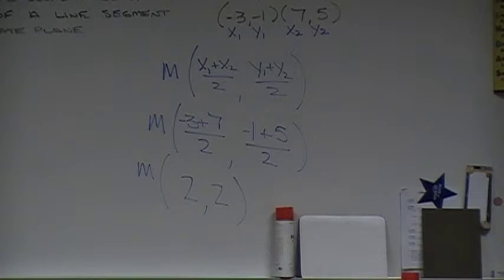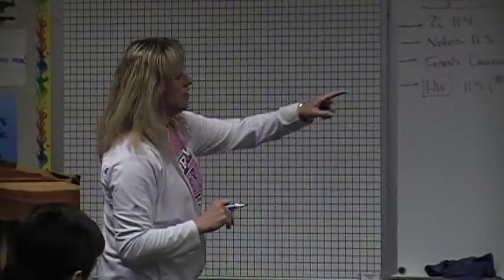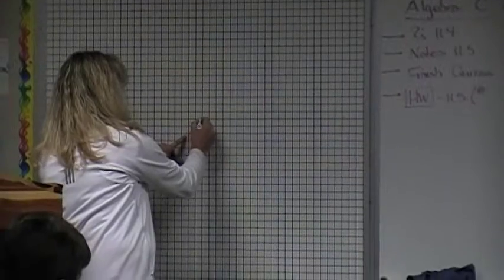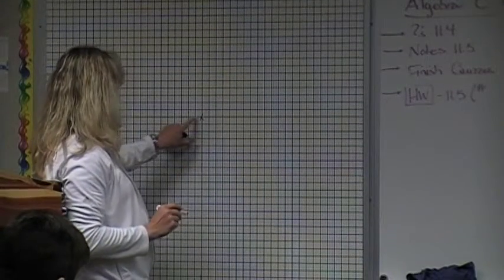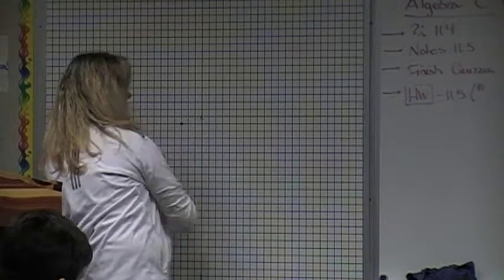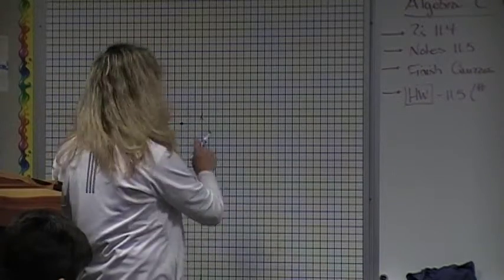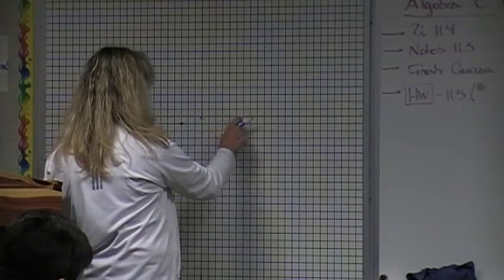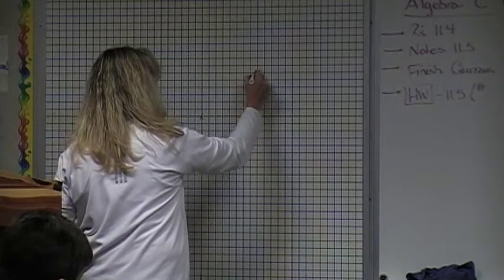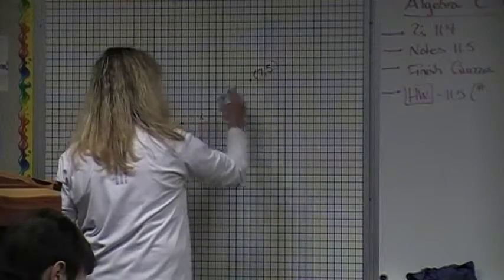Let me show you on the coordinate plane why, so you can see a visual of what I mean by the midpoint. If I were to graph negative 3, negative 1, here's the origin, guys. Negative 3, then down 1. There's one endpoint of my line segment. The other is 7, 5: over 7, up 5. So here's one endpoint of my line segment, and here's the other.